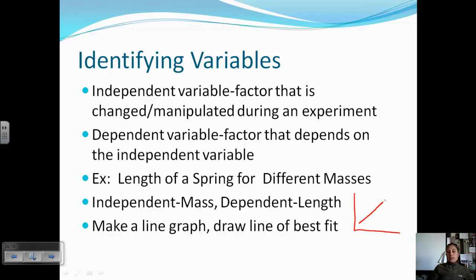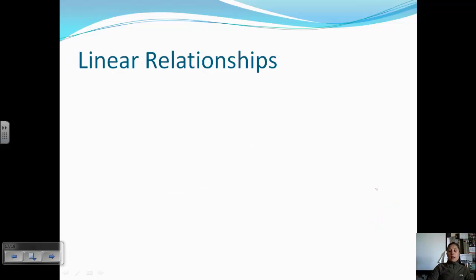and let's say that as mass increases, length increases. So let's say we have points like this. Well, that's a line of best fit. We're kind of trying to figure out how to go through most or all of the points. Okay, well, we would say that that was a linear relationship.